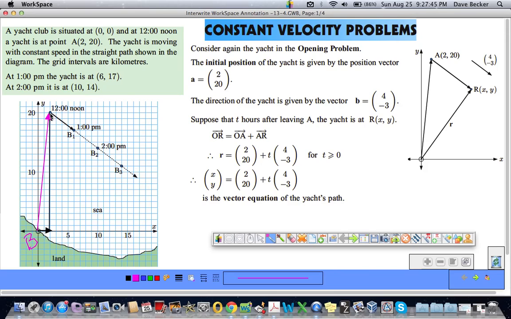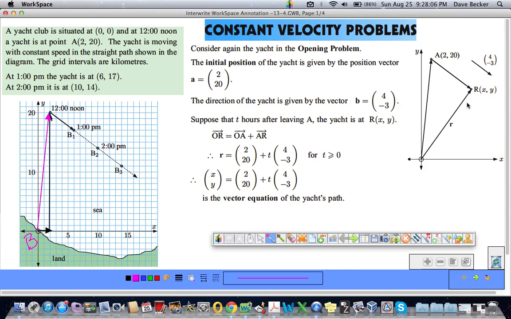The direction of the yacht is given by the vector (4, -3). Well, that's easy. Starting at this 12 noon point, horizontal 4, 1, 2, 3, 4, down 3, 1, 2, 3 to get to point B. So that makes a lot of sense. Suppose that t hours after leaving A, the yacht is at R(x, y). Okay, so we're at some point R(x, y).